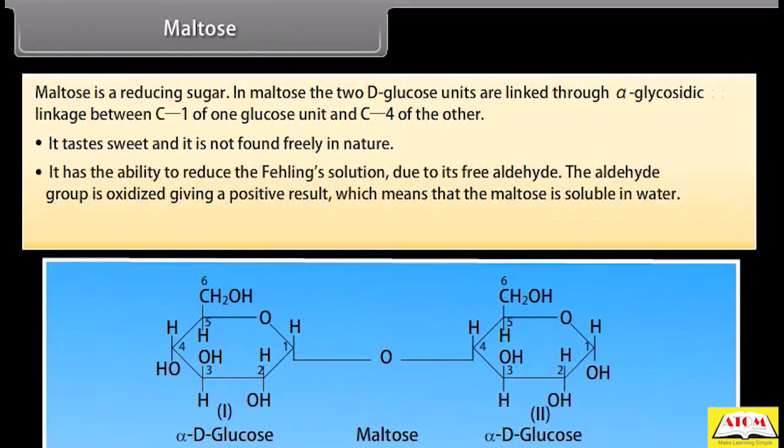It has the ability to reduce Fehling's solution due to its free aldehyde. The aldehyde group is oxidized, giving a positive result. It is soluble in water. In aqueous solution, it exhibits mutarotation.